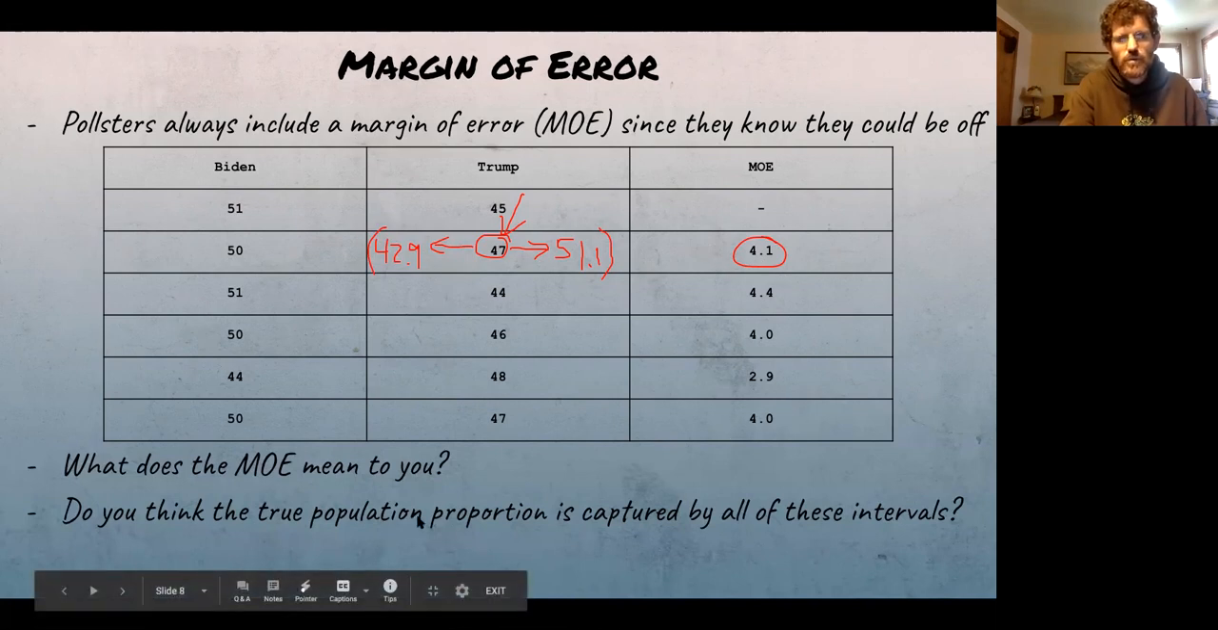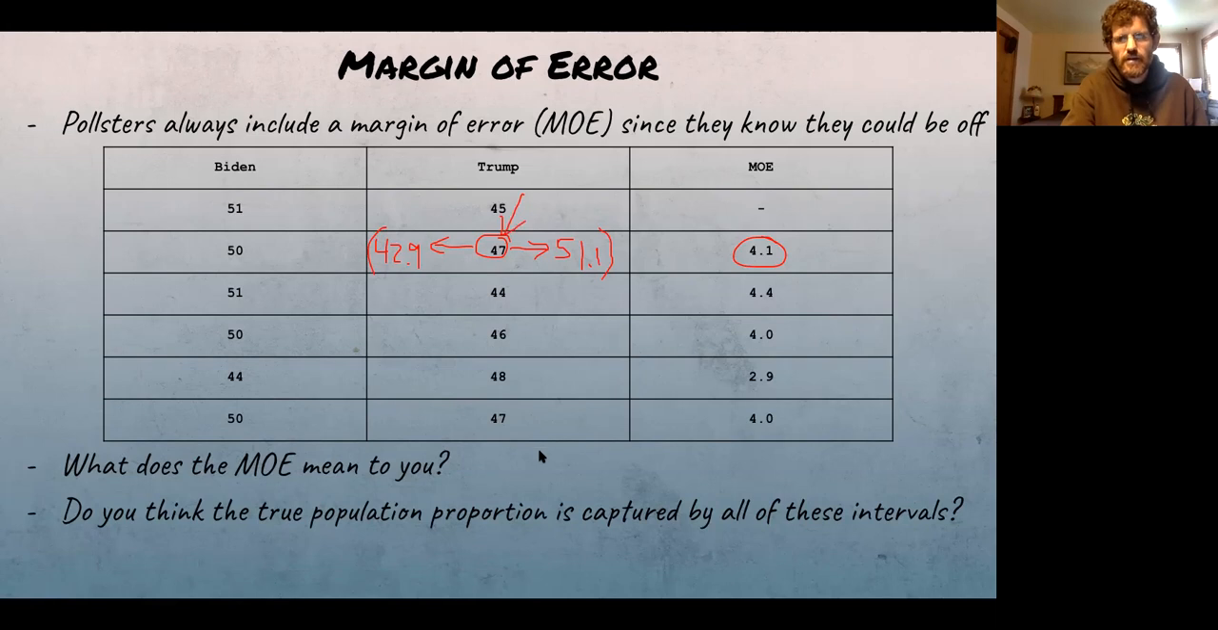So do you think that for all of these right here, we could create all these confidence intervals? Do you think that the true population proportion is going to be captured by all of them?